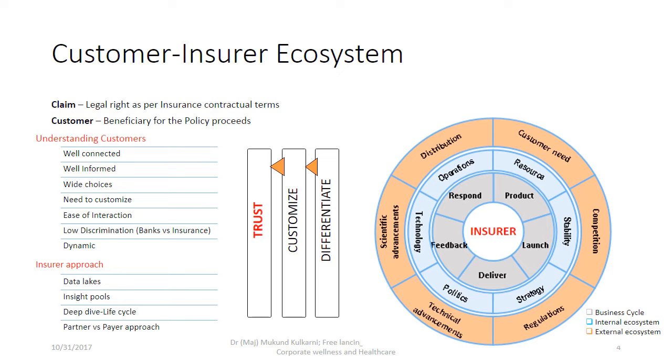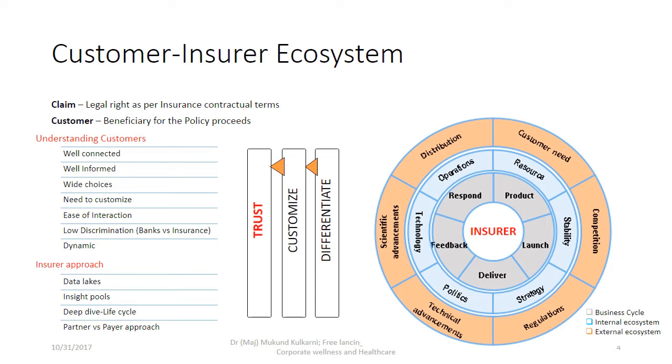And the last line is something which I'm going to talk about even in one of the dedicated slides, which is the care coordination. Every insurance company has to now, down the line, move from a typical payer platform to a partnering platform.